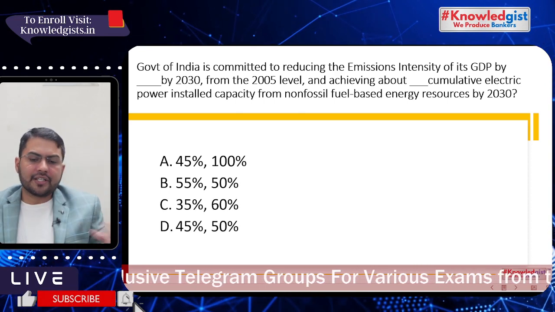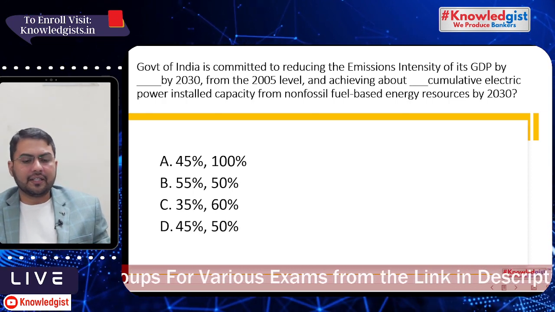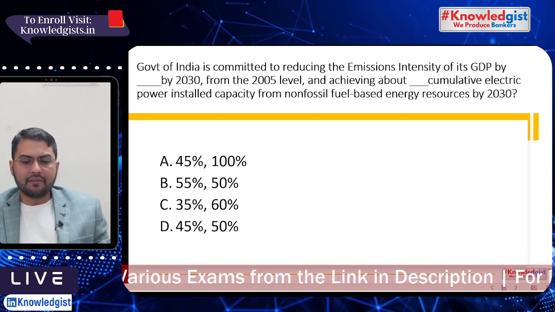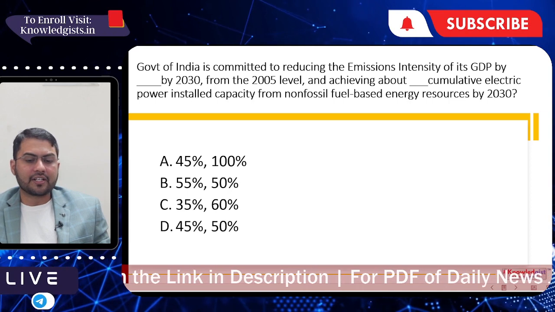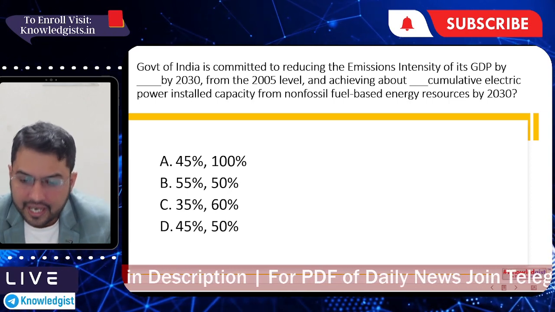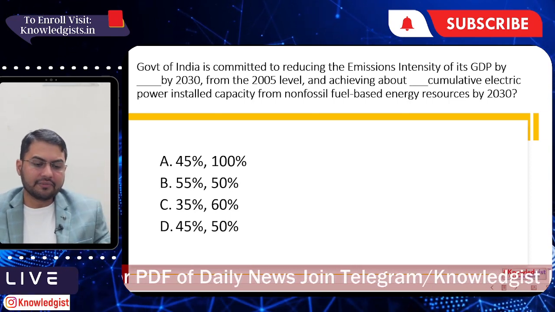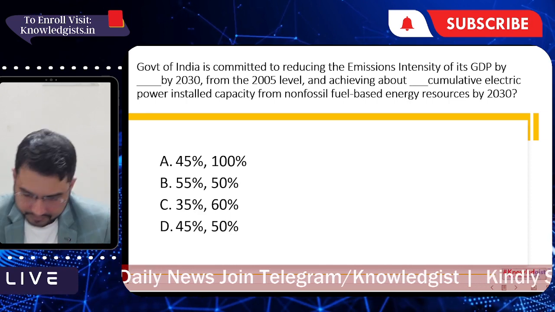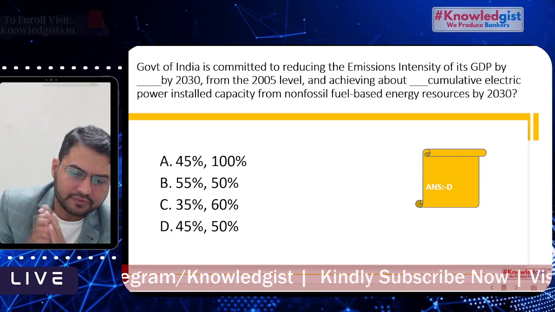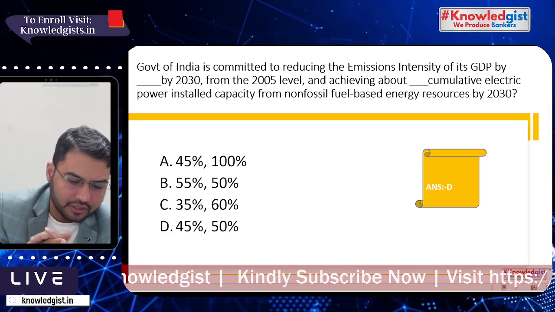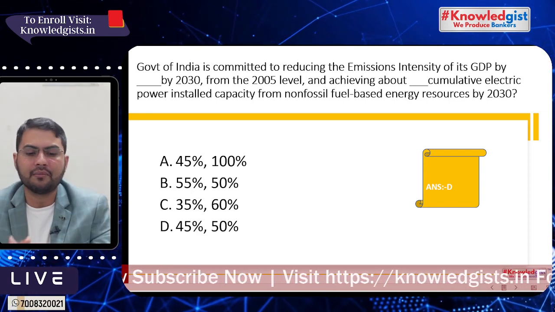GOI has committed to reducing the carbon emission intensity of its GDP by what percentage by the year 2030 from the 2005 level, and achieving about what percentage of cumulative electric power installed capacity from non-fossil fuel based energy resources by 2030? 45, 50; 55, 50; 35, 50; 45, 50. So option number D is the right answer here. 45% of GDP by 2030 from the 2005 level, and 50% of electricity should be coming from non-fossil fuel based energy resources.